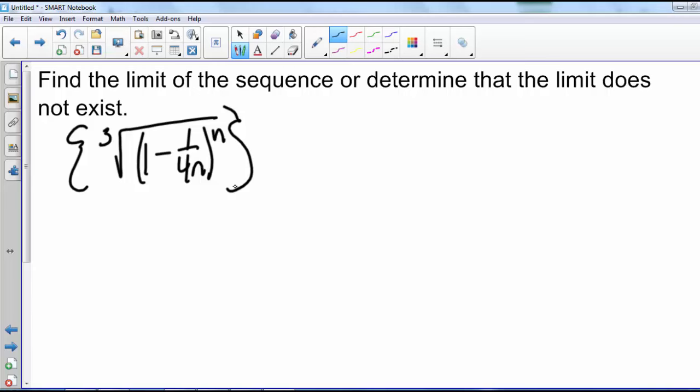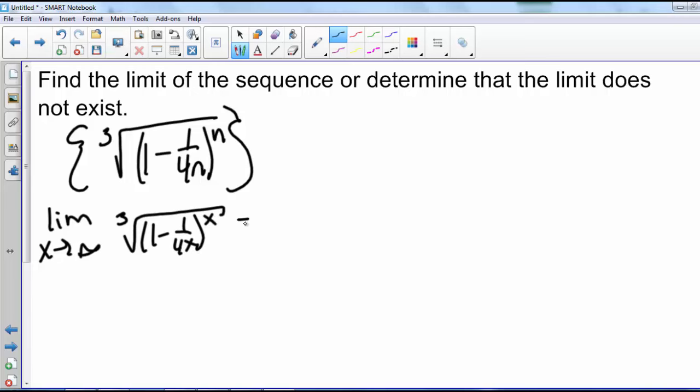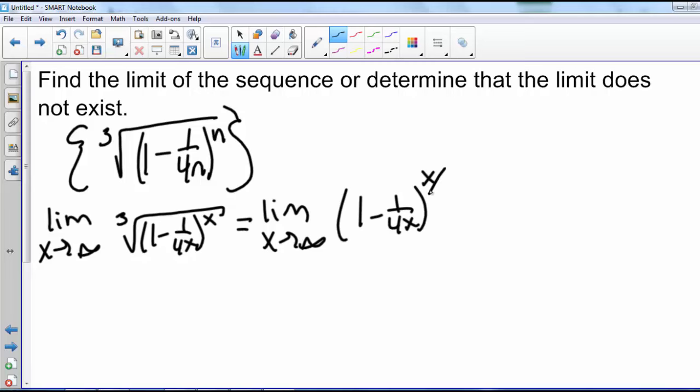Here we want to find the limit of the sequence, the cube root of the quantity 1 minus 1 over 4n to the n. So if we rewrite this as a function, we have the limit as x goes to infinity of the cube root of the quantity 1 minus 1 over 4x to the x. And we can rewrite this as the limit as x goes to infinity of 1 minus 1 over 4x to the x divided by 3. So this is an indeterminate form, 1 to the infinity.